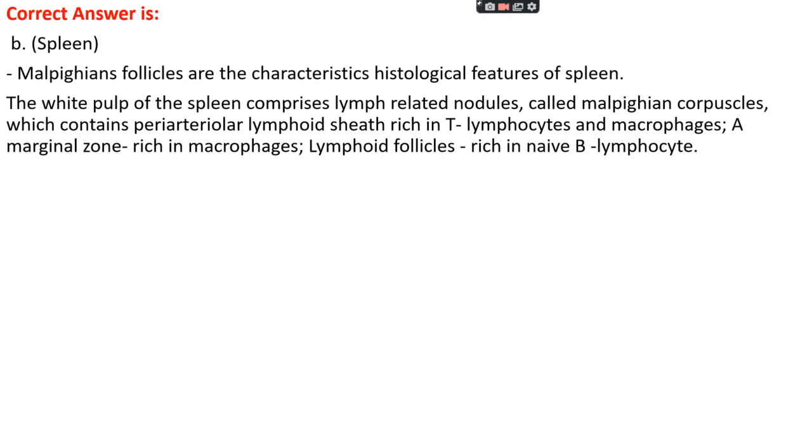The white pulp of the spleen is mainly comprised of lymphoid nodules called Malpighian corpuscles, which contain a periarteriolar lymphoid sheath, which is rich in T lymphocytes and macrophages, and also consist of a marginal zone, which is rich in macrophages, and lymphoid follicles, which are rich in B lymphocytes.